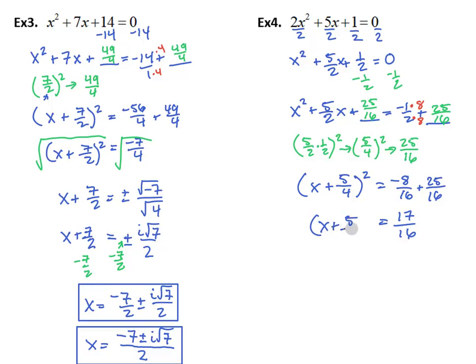Okay, all right. Getting most of our fraction work out of the way. Now we need to do the square root of both sides. And that is not the correct color. There we are. The square root of both sides. Beautiful. x plus 5/4 equals plus or minus the square root of 17/16.